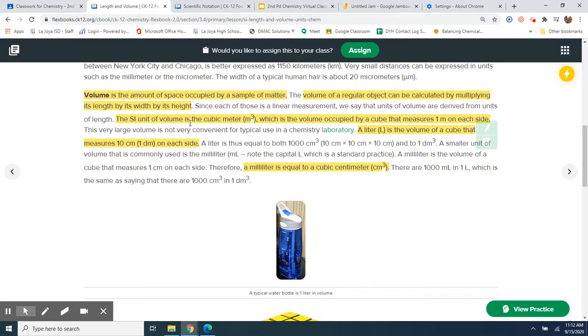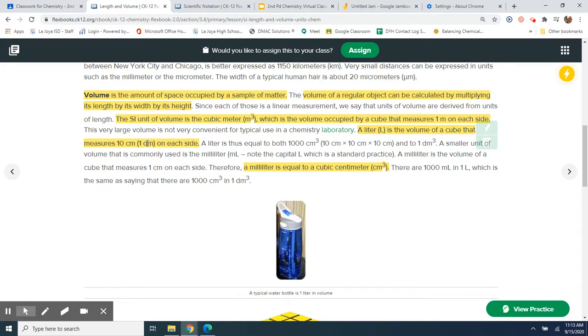If you have a box that measures 1 meter on each side, and you do length times width times height, it's going to equal what's known as a cubic meter. Basically, 1 times 1 times 1 equals 1 m to the third power. In chemistry, we like to use liter for volume. If your cube is 10 centimeters long, when you multiply each side, you're going to get 1 decimeter cubed.